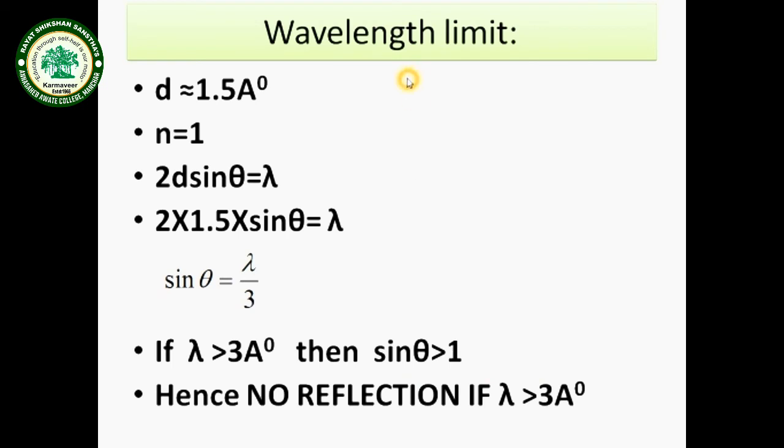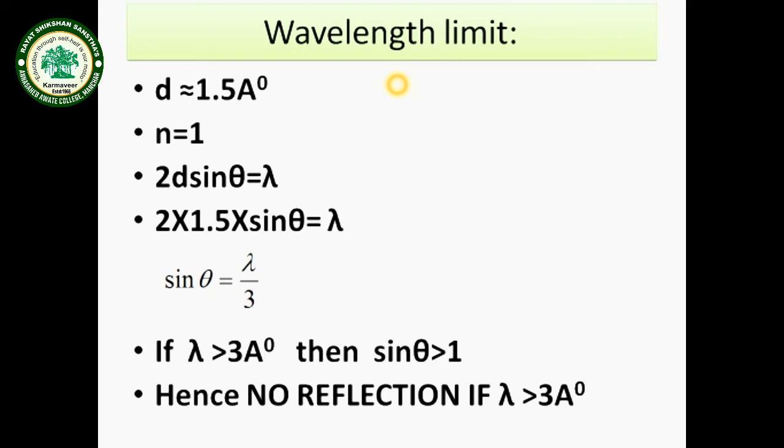Why are X-rays used for the analysis of crystals only? Why not ultraviolet? Why not gamma rays? Why not microwaves? Why not radio waves, and so on? So the explanation has been given here.